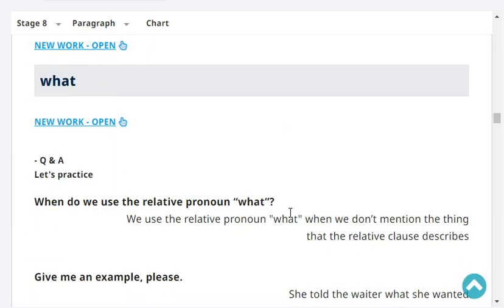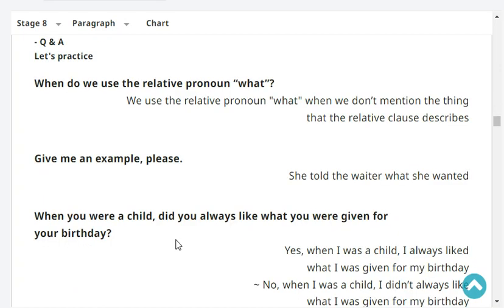When do we use the relative pronoun what? We use the relative pronoun what when we don't mention the thing that the relative clause describes. Give me an example, please.